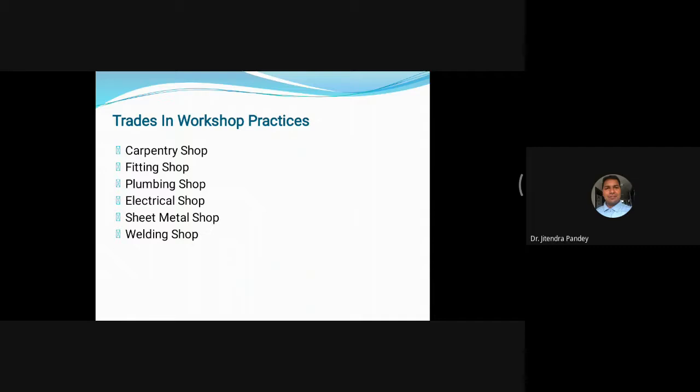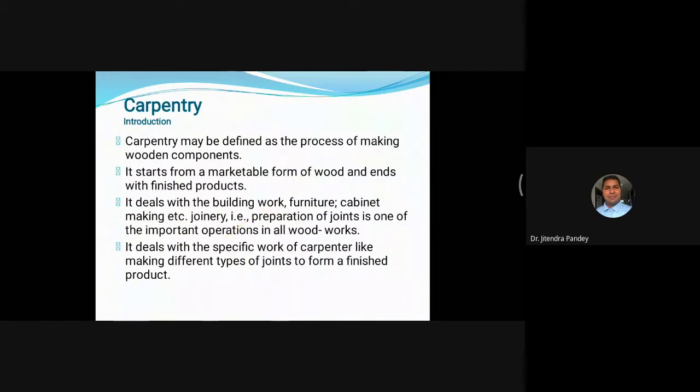Okay, then these are the trades in workshop practices. Then I will start with carpentry. Carpentry means हिंदी में बढ़ई का काम करना. Carpenter means you are working on wood. Carpentry may be defined as the process of making wooden components. It starts from a marketable form of wood and ends with the finished product.